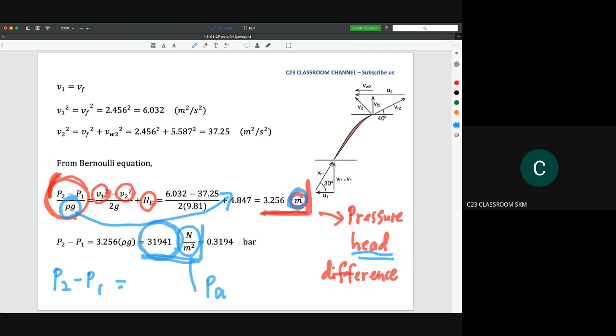Okay, so please make sure that you really understand what is pressure head and what is pressure. The unit for pressure is Pascal, the unit of pressure head is meter. So if you see this equation, this is pressure head, and if the symbol P only, the unit is Pascal or Newton per meter square.